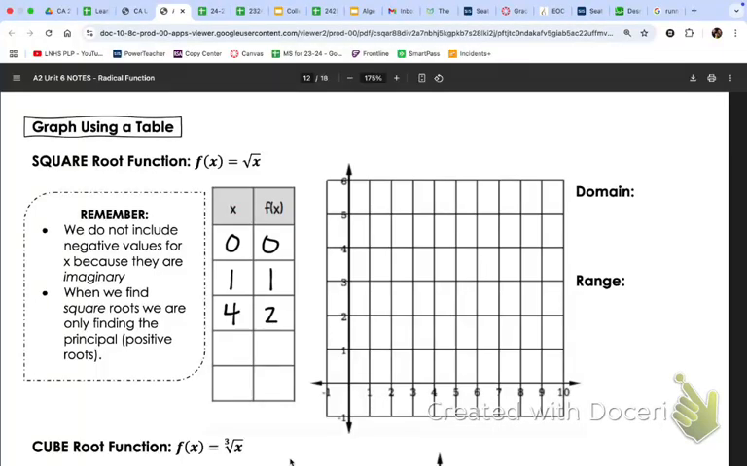Square root of 4 is 2. Square root of 9 is 3. What would be the next one? Square root of 16 is 4. You could do the numbers in between, but they wouldn't be very nice.